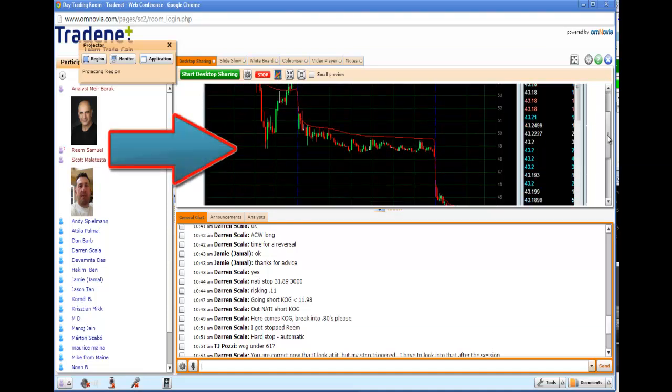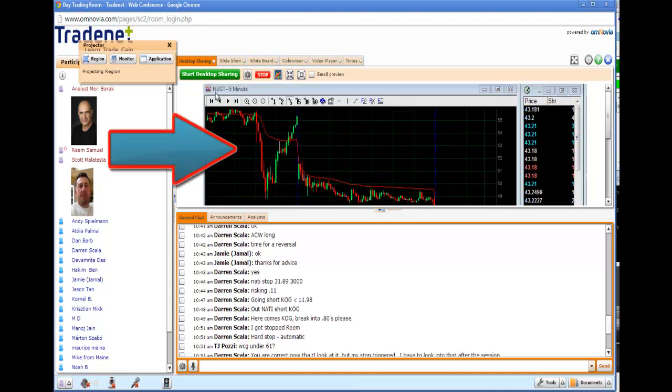Now in the room you can see my charts as well. Like for example, you can see here NUGT. This is a very simple tool.